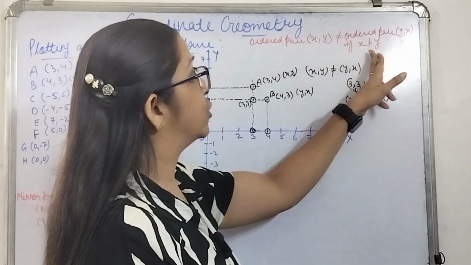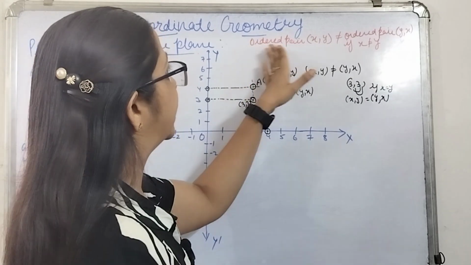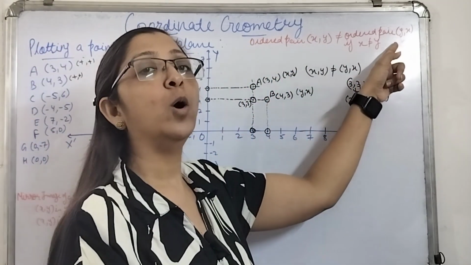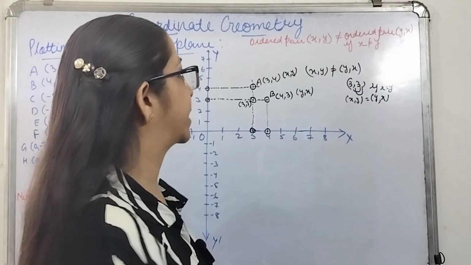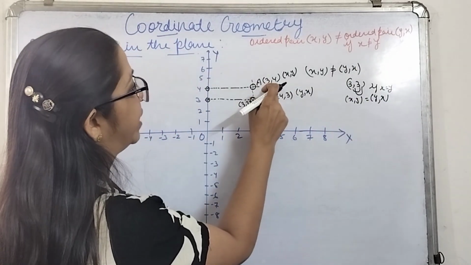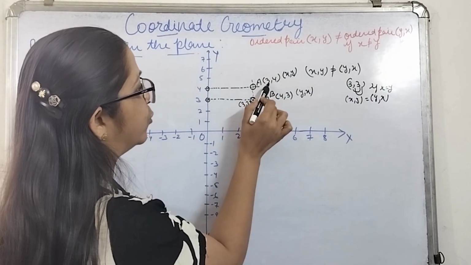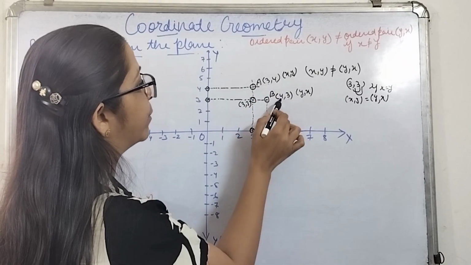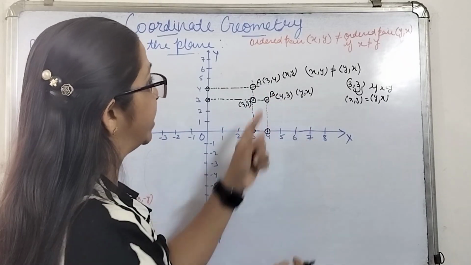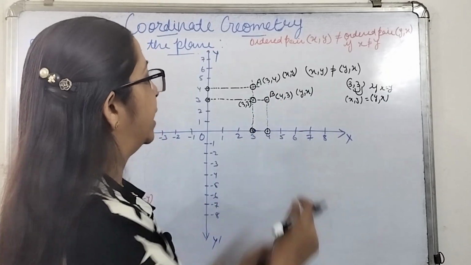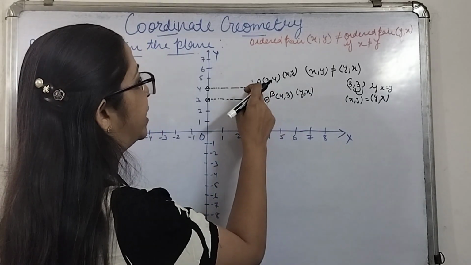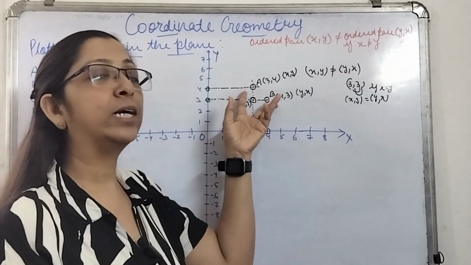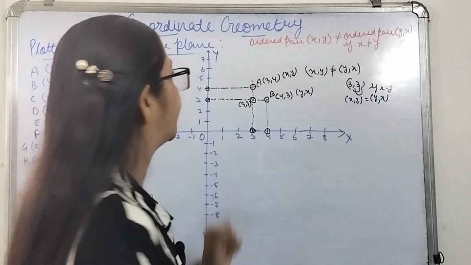But if x is not equivalent to y, in that case ordered pair (x, y) will not be equivalent to your ordered pair (y, x). Just now we have seen, we have interchanged x and y. Over here x was 3, so we kept y as 3. Over here y was 4, we kept x as 4. So if we interchange x and y, they have different locations, different points, they are not lying on the same point.